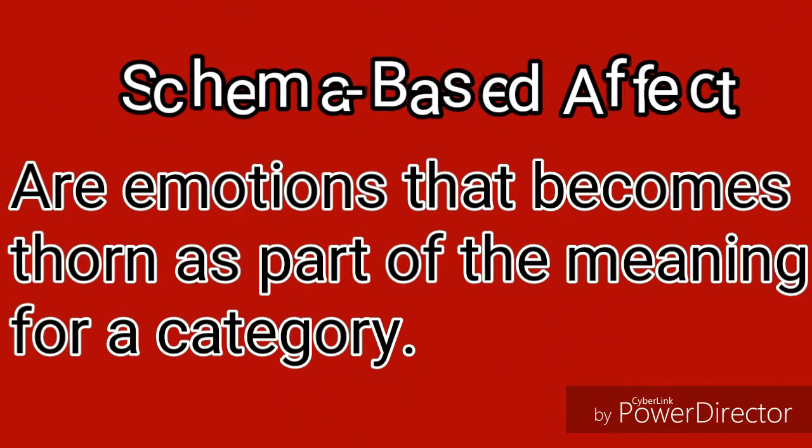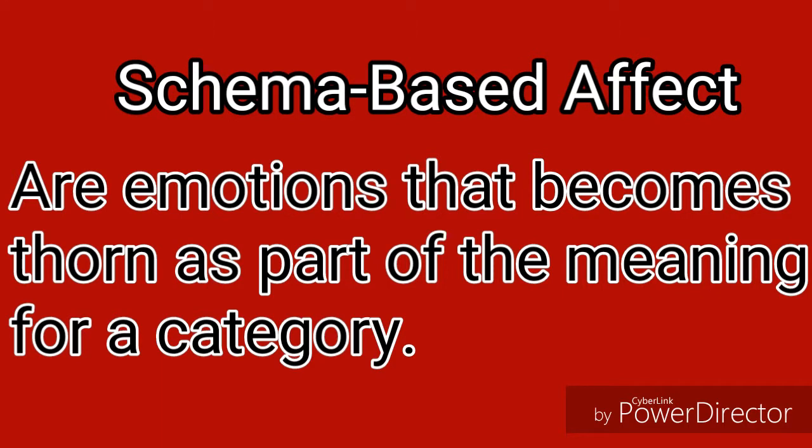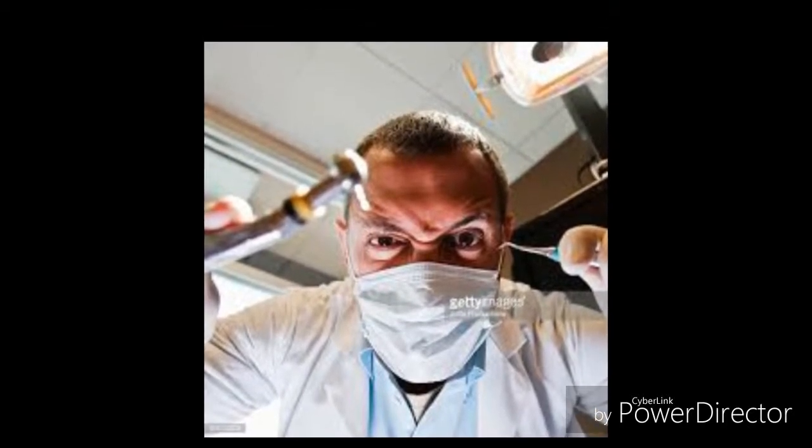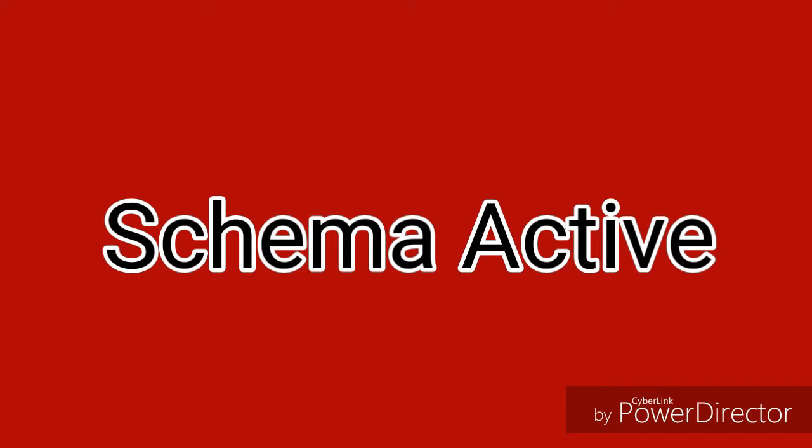Schema-based affect are emotions that become stored as part of the meaning for a category or a schema. For example, a consumer who fears going to a dentist can actually experience true nervousness and apprehension simply by thinking about a visit to the dentist. This makes the dentist visit schema active.